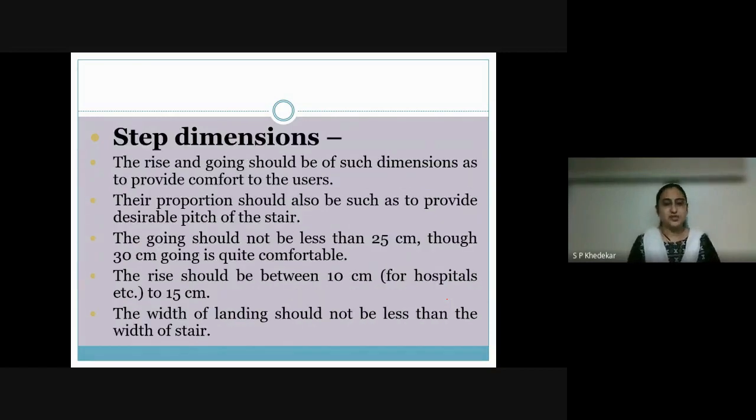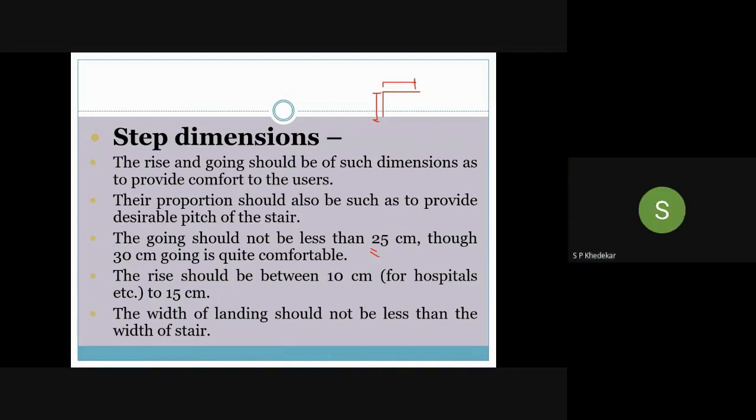Then step dimensions, as I've told you, there are mainly two dimensions in a step, horizontal and vertical. When I talk about horizontal, it is called going. When I talk about vertical, it is called rise. So the going should not be less than 25 centimeter. 30 centimeter is also quite comfortable, and the rise goes on varying from building to building. Now we come towards types of steps.